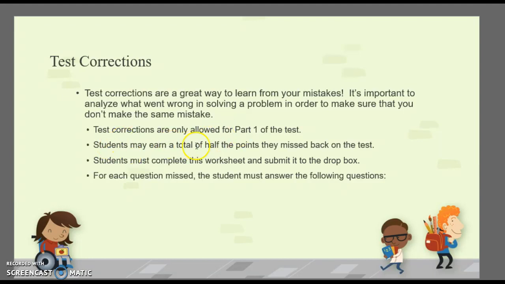Students may earn a total of half the points they missed back on the test. All these computer scored tests, each question is worth 3 points. So you can earn back 1.5 points per question that you missed, which is a lot of points if they add up. Students must complete the worksheet and submit it to the Dropbox. It's in the Dropbox. If you have any questions about the worksheet, let me know and I will gladly explain it. For each question missed, you must answer the following questions, and these are all in the worksheet as well.